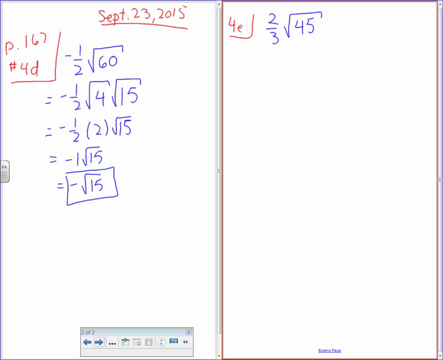So what does 45 break into? What times what? Chris, go ahead. 9 times 5. Now, if you weren't here yesterday, can somebody explain why I chose 9 times 5 for this question? Why is 9 the important number? Taylor, why am I looking for 9? Yeah, full number. Well, I think perfect square is what you're trying to say.